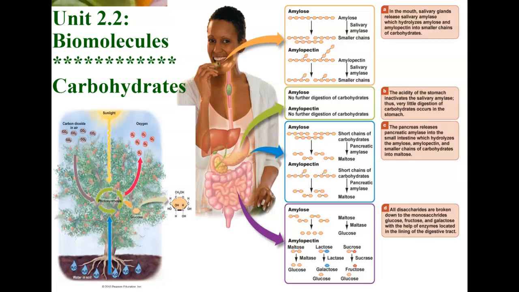Hi class, we are in Unit 2. This is Part 2, Biomolecules. And today we're going to talk about carbohydrates, give you all of the notes you need to know about the molecular structure and the function of carbohydrates.